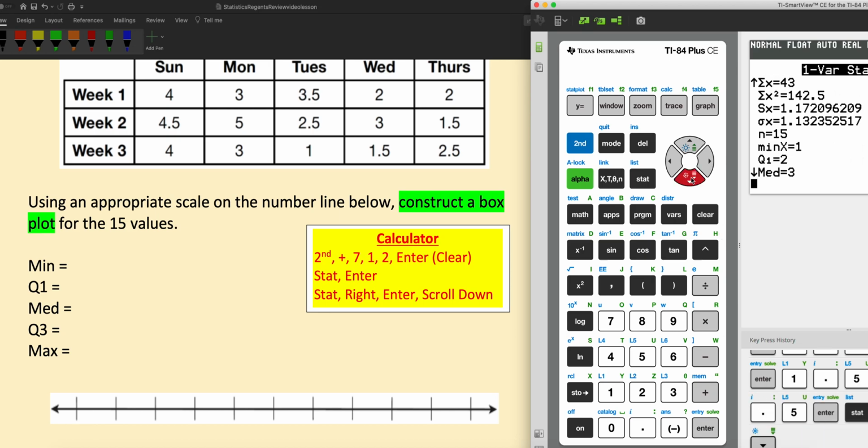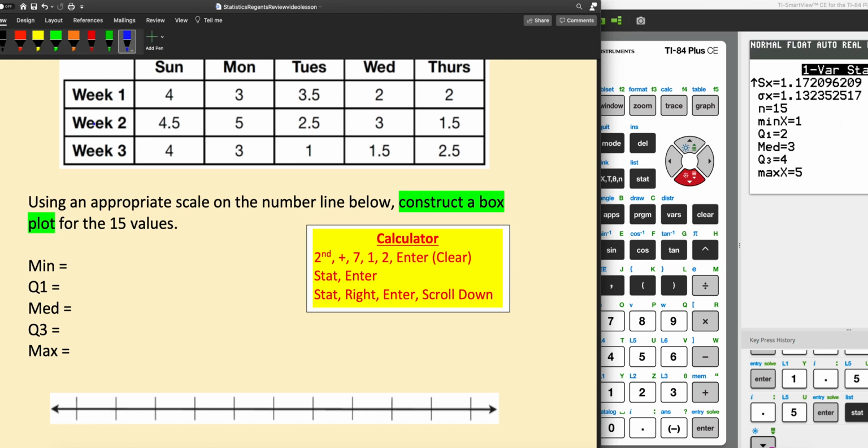We need to scroll down, and there's your 5 measures right here. Min all the way through max. Well, the good news is you get a point just for identifying this. So our min is 1, Q1 is 2, median is 3, Q3 is 4, and your max is 5.